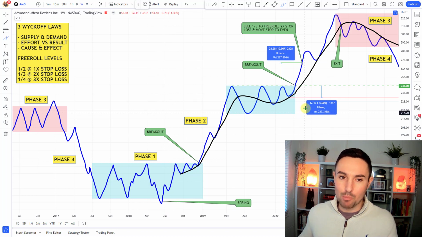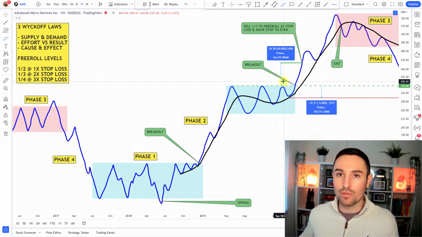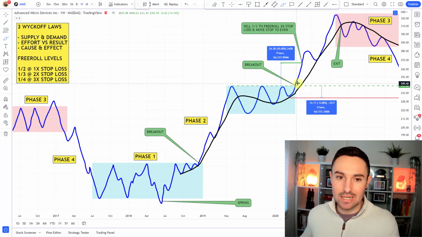So we're going to be looking at breakouts, and we're going to be spending a lot of time on this breakout here, which is in the context of a phase 2 uptrend. So it's a continuation type pattern.